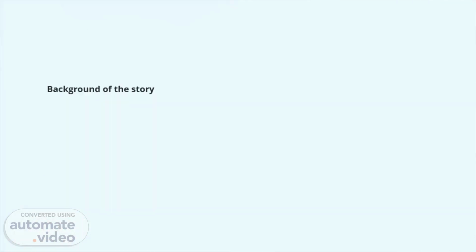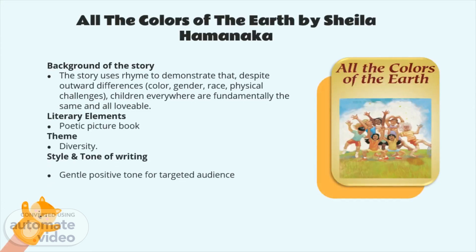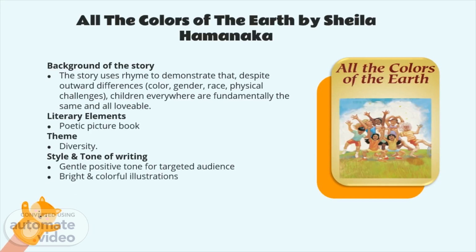All the Colors of the Earth is a beautifully illustrated, poetic book that uses engaging text to celebrate the beauty of diversity. The main theme of the story is diversity. Using children as main characters, each scene has illustrations that depict children of various races and genders, including special needs kids, and compares their skin tone to various shades of nature. Using a positive tone, the author demonstrates that, despite outward differences such as color, race, gender, and/or physical challenges, children all over the world are fundamentally the same and all lovable. The author also writes using rhyme, which makes the story flow cohesively.